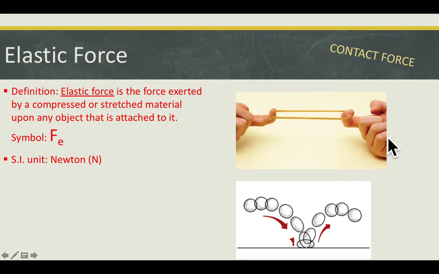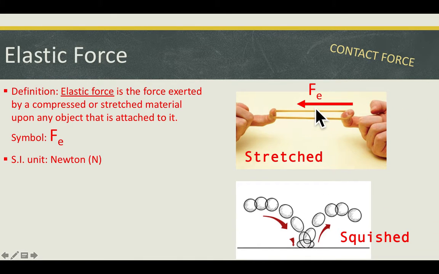In the top picture, we see something that is clearly stretched. The bottom picture shows how a ball that hits the ground, when it bounces, is squished and deforms before it pops back up and changes direction. So remember, forces cause motion and deformation. This interaction causes a deformation before motion is changed.